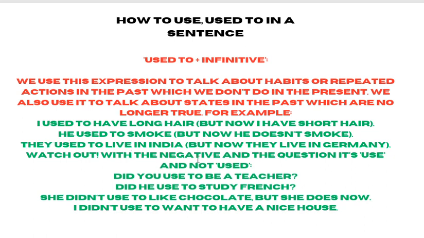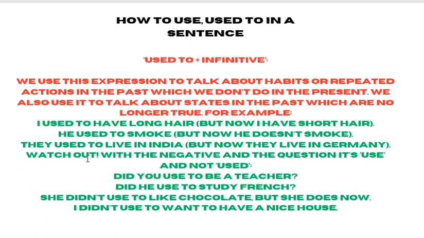They used to live in India, but now they live in Germany. This means that those people were living in India, but they are in Germany now. They live in Germany at the present moment. But earlier, in the past, they used to live in India. These people were staying in India, but now they are living in Germany. That is what it means.